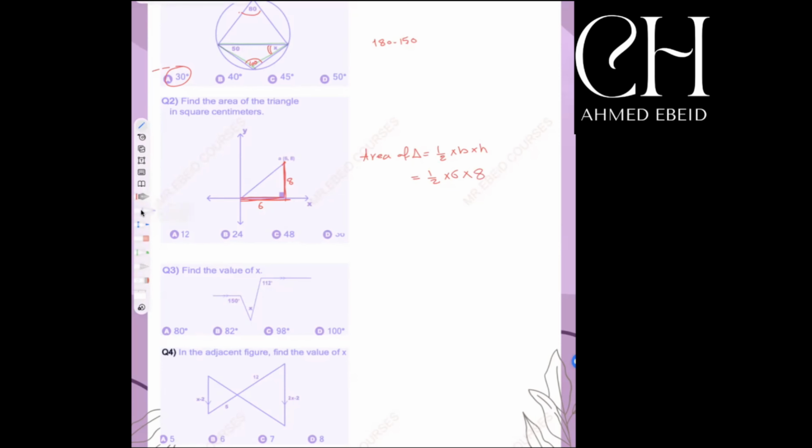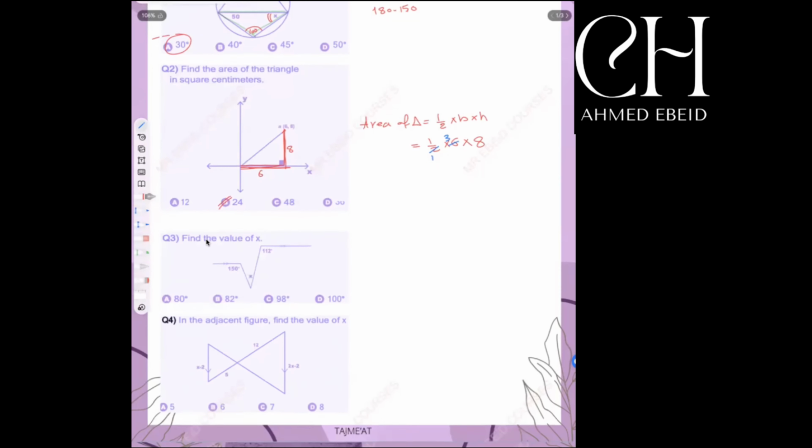Now we can simplify. Divided by 2, it will be 1. Divided by 2, it will be 3. So you have 3 times 8, which equals 24. So the answer is B. Let's move to the next one.